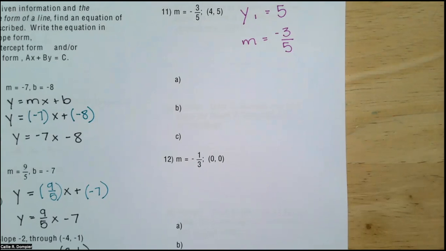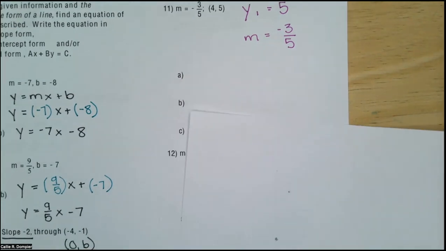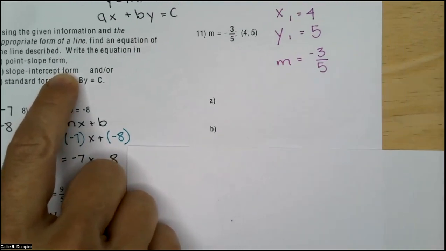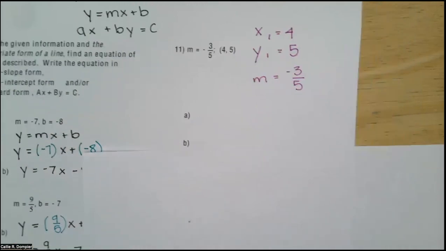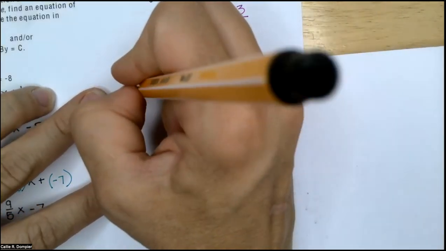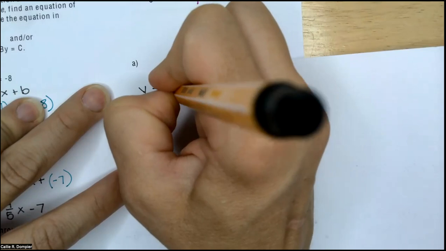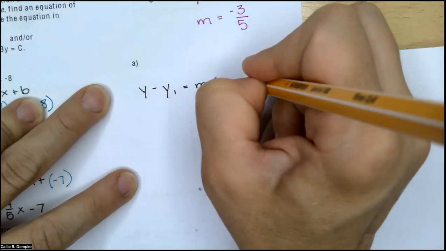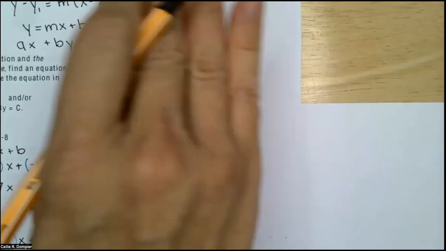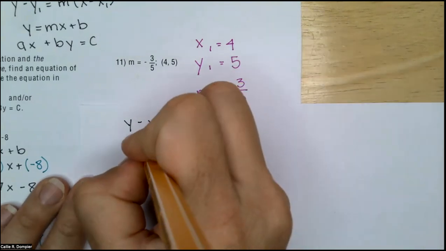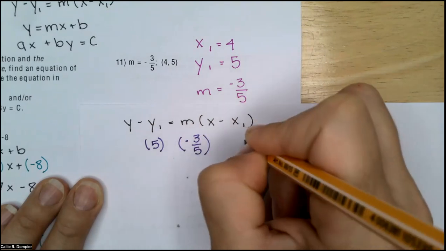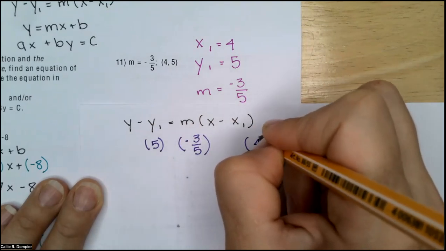I might just start with a new paper because I'm gonna run out of room. So we're gonna start with the point slope form because that's the easiest way to find what our y-intercept is. We don't know what our y-intercept is right now. Y minus y sub 1 equals m times x minus x sub 1. Good? Now just substitute in all of those points. Y sub 1 we said is 5. Slope we said is negative 3/5. And then x sub 1 is positive 4. Okay?